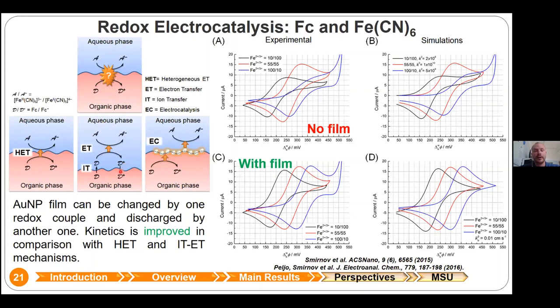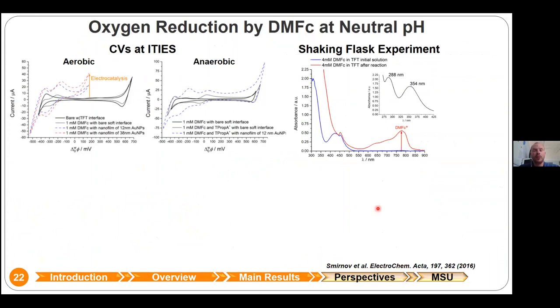And what we did afterwards, we thought that we need to apply this to some, a bit more real samples. We changed ferrocene and TTF to a very strong electron donor, DMFC. And we observed a very high electrocatalytic wave, with very small overpotential in aerobic conditions. And in anaerobic conditions, there is no such wave, so we observe just the transfer of electrolyte. Of course, we did all necessary experiments.